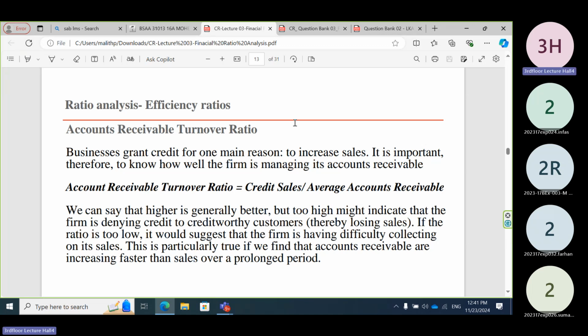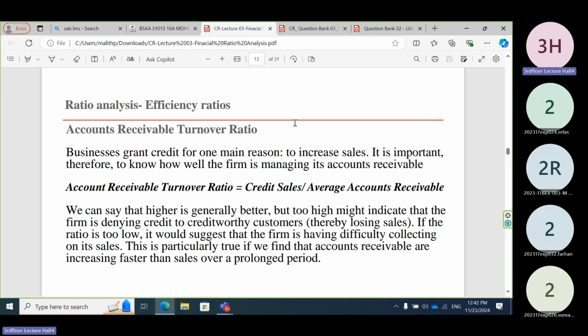A higher amount is better. Too much higher, again, can be damaging. It means they are not keeping debtor balances. We do credit sales, but we try to collect immediately. It means, in other terms, we are not giving a credit period to credit-worthy customers.